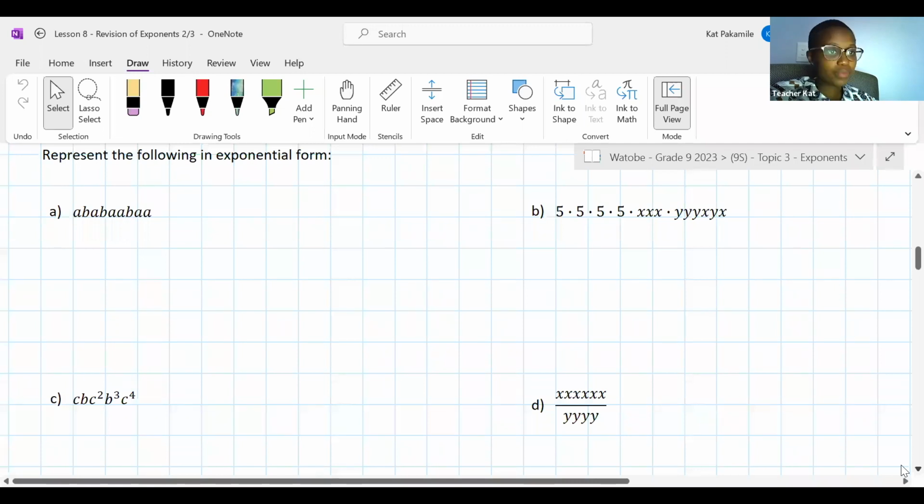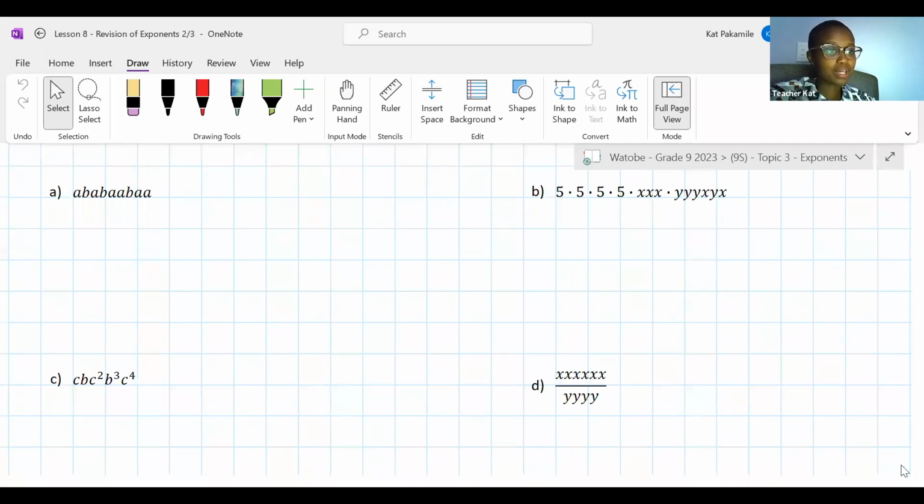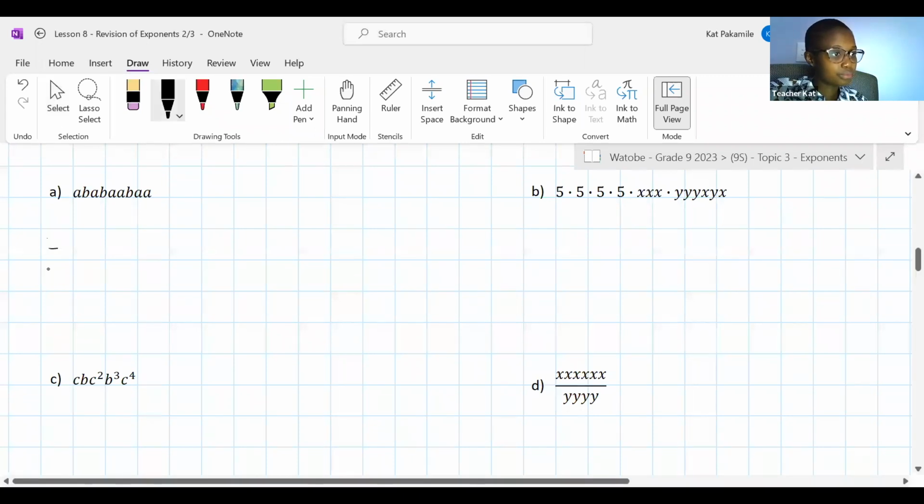Okay, one hand just went up. Sia Mtanda. Hi, Sia. Hello, ma'am. You're gonna help me do these. I think I'll just be able to do A. Okay, let's do it. So for A, it's A to the power of 6 and B to the power of 3.